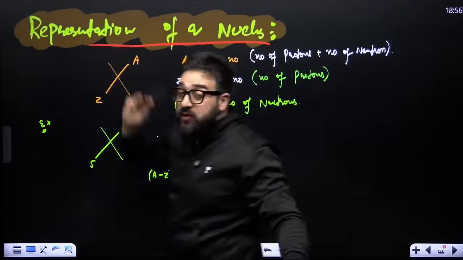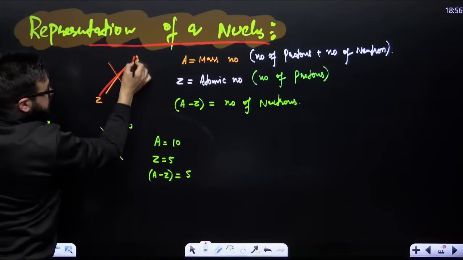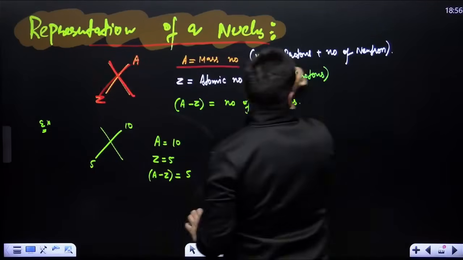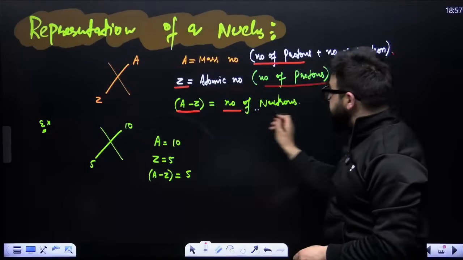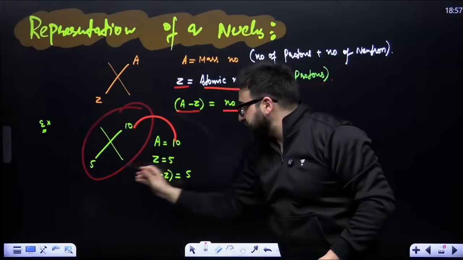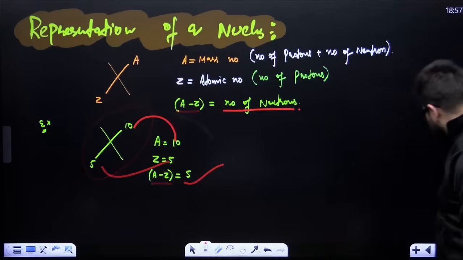The representation of a nucleus is something like this. We have a letter symbol, and this is A, this is Z. A means mass number, the number of protons plus the number of neutrons. Z means atomic number, the number of protons. A minus Z means the number of neutrons. Like this one has mass number 10, atomic number 5, so the number of neutrons is also 5 in this case.